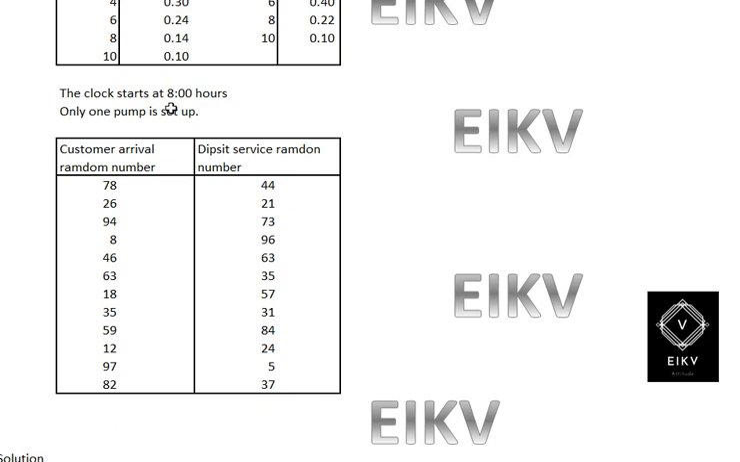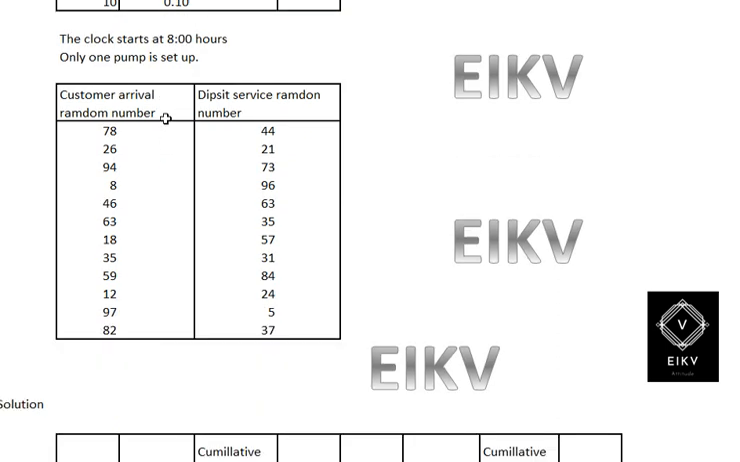The clock starts at 8 hours. So the petrol pump starts at 8 a.m. Only one pump is set up. So there is only one petrol pump, and then they have given the random numbers for the current arrival time and the deposit service random numbers.